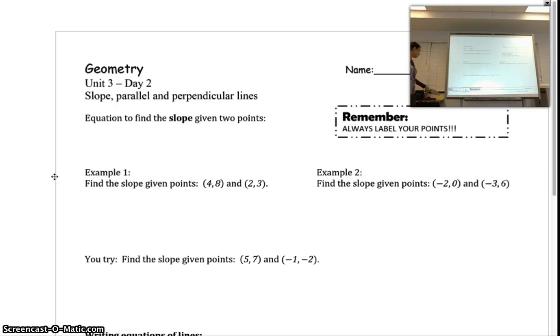So we are going to talk about slope, which you know already. What's the formula to find slope given 2 points? Not quite, Precious. y2 minus y1 over x2 minus x1. So it's minus, not plus.